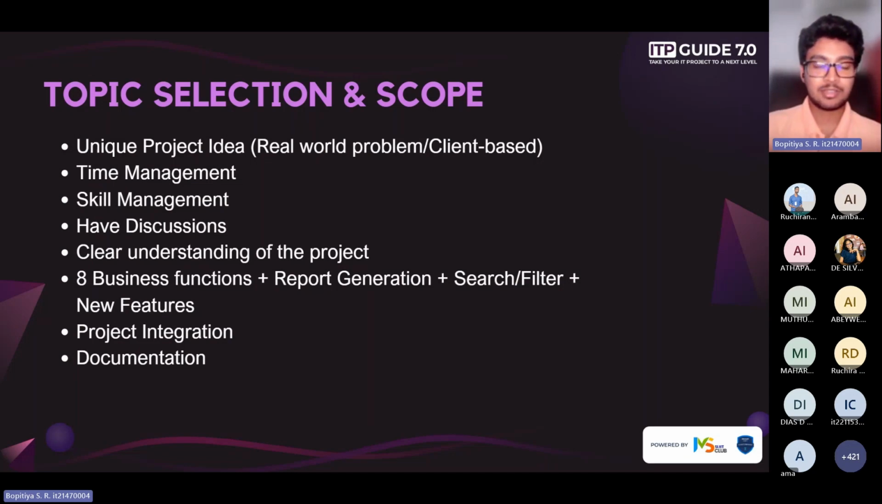And when you start selecting the scope of the project, there are certain aspects that you need to consider. One is time management, because this is not the only commitment you have. You have some other modules as well. So think of that as well. When you're coming up with a scope, don't include a lot of features, right? Because that will take a long time to develop and you won't even be able to complete it. So think of the time aspect as well.